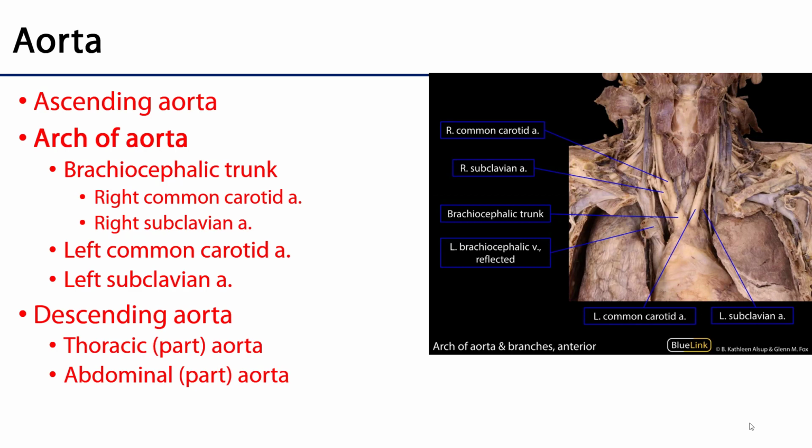The aorta is the largest artery of the body. It's likely the most impressive vessel of all of the body. Its three parts are the ascending aorta, the arch of the aorta, and the descending aorta.